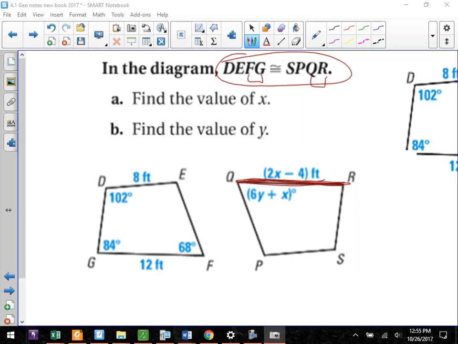So algebraically, all I have to do is this. 2x minus 4 has to equal what? Easy money. Here x is 8.